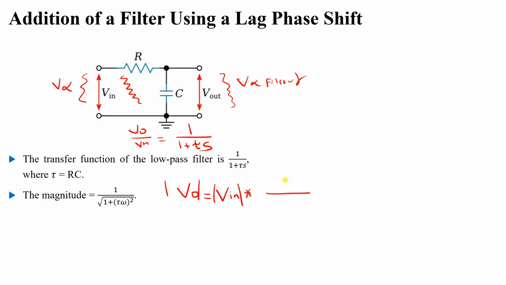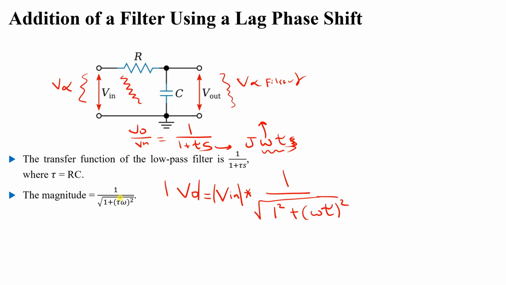So magnitude of 1 is 1. Magnitude of this part is J omega tau S. So S itself is J omega multiplied by tau. So according to the input frequency of the signal, this transfer function will change. So let's just continue. S here is J omega, which is omega tau. So in order to get the magnitude, it is root of the real part, which is 1 squared, plus the imaginary part, which is J omega tau. So the imaginary part is omega tau squared.